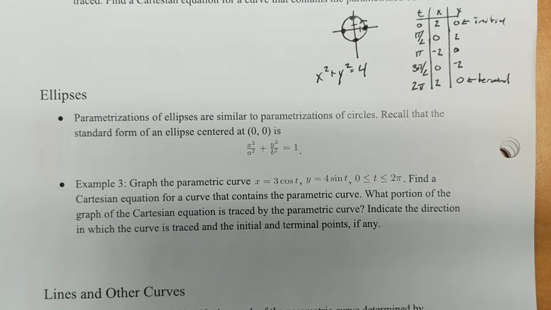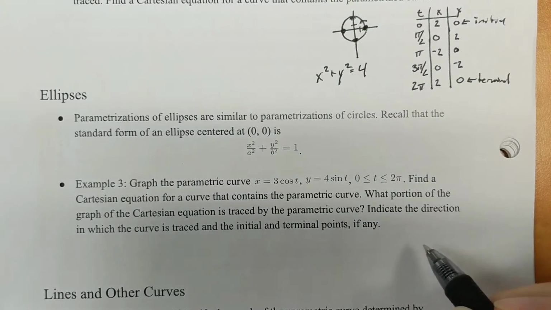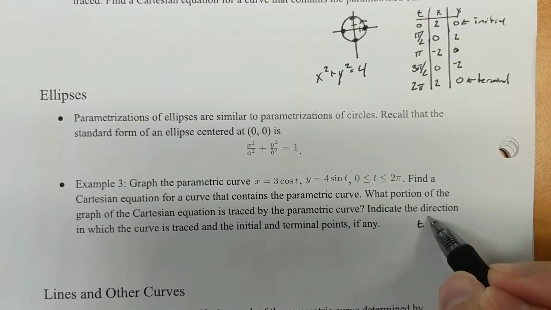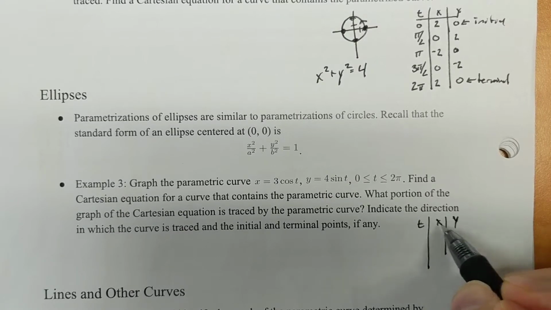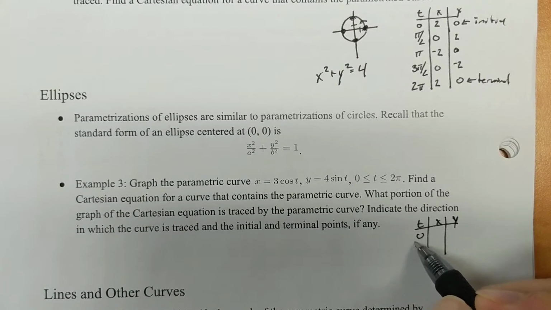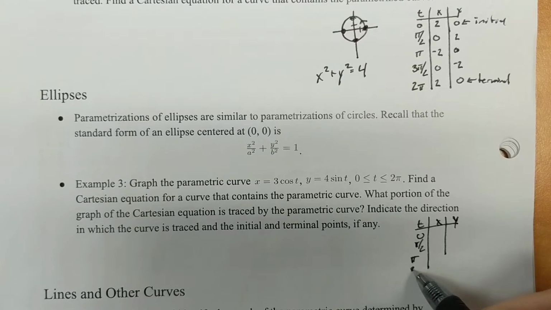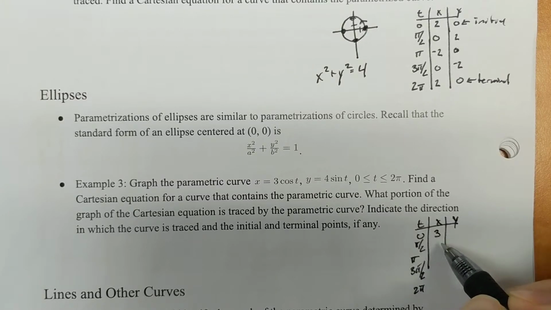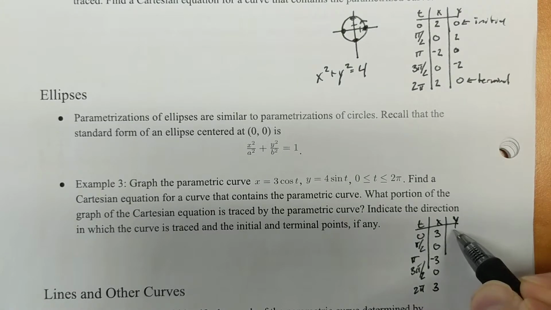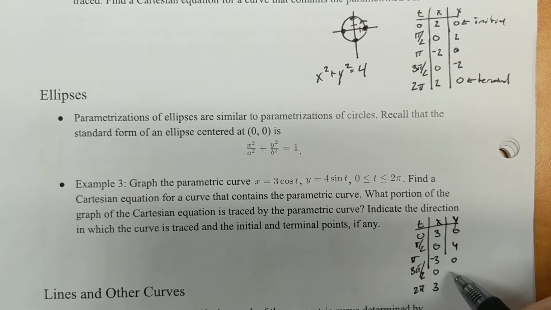So graph the parametric curve x equals 3 cos t, y equals 4 sin t for those values. So same t-table: 0, pi over 2, pi, 3 pi over 2, and 2 pi. For x, this is 3, this is 0, this is negative 3, this is 0, this is 3. And for y, this is 0, 4, 0, negative 4, 0.